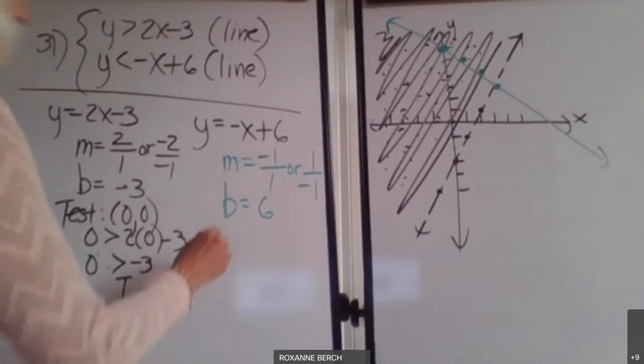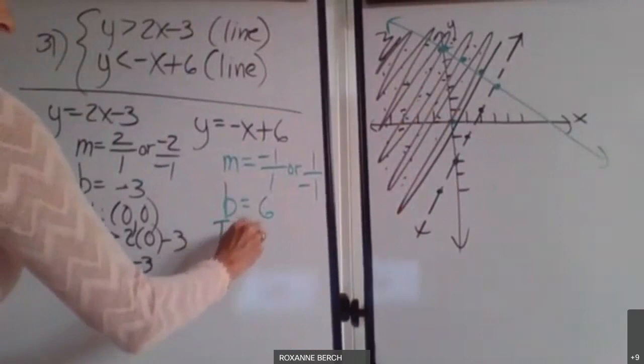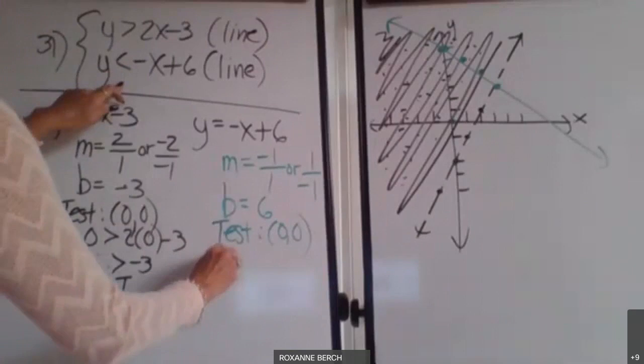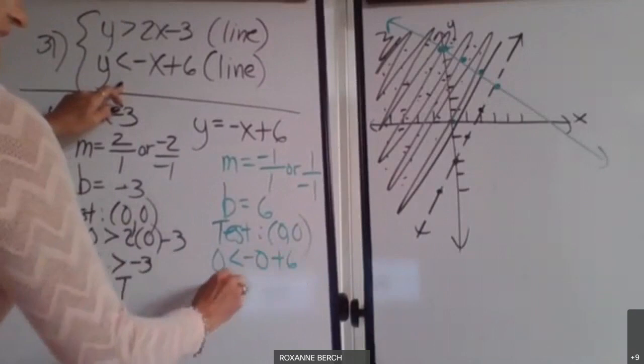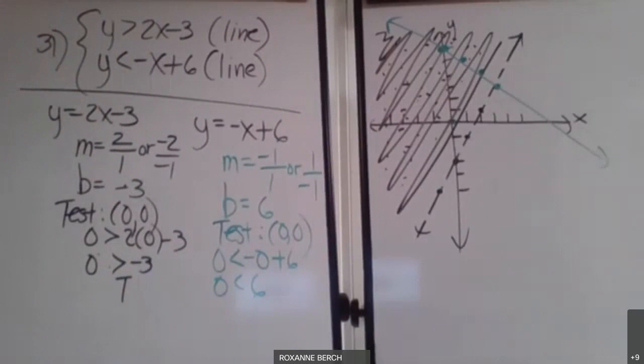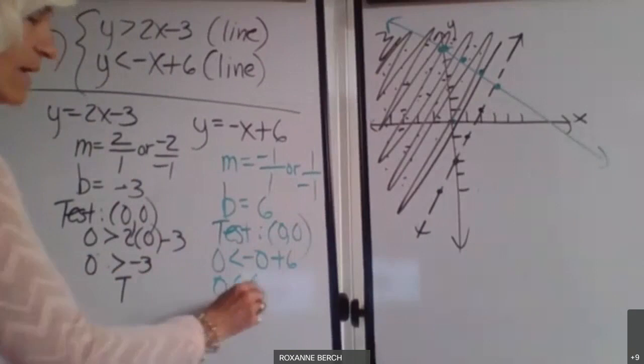All right, now I'm going to test 0, 0 again. Don't look at the black. We're just looking at the green line. So the y value is 0. Is that less than negative 0 plus 6? Is 0 less than 6? Yes. Okay, what does that mean about 0, 0 now?